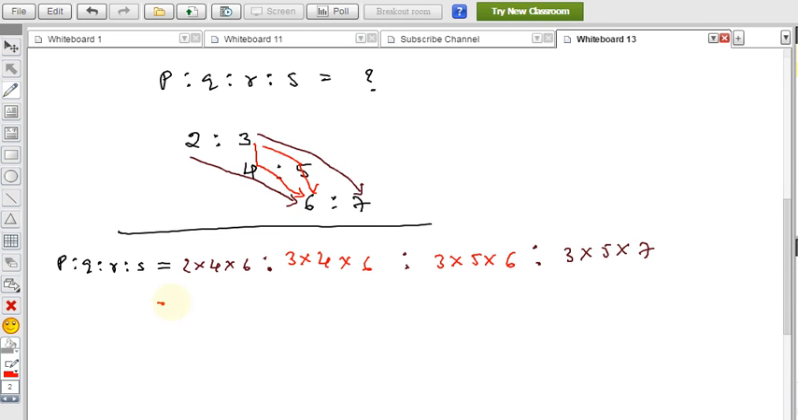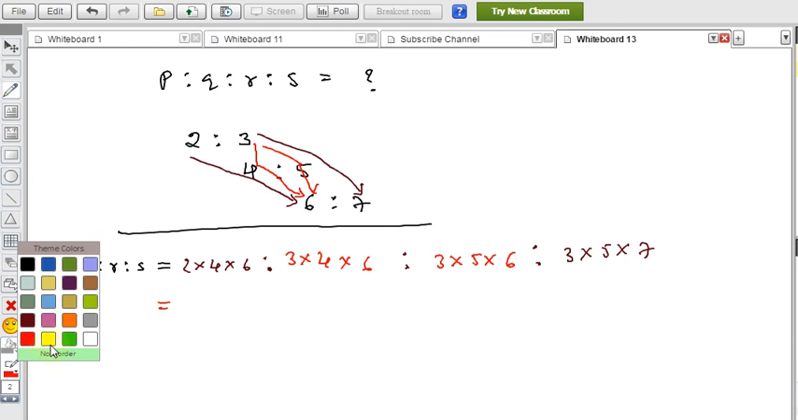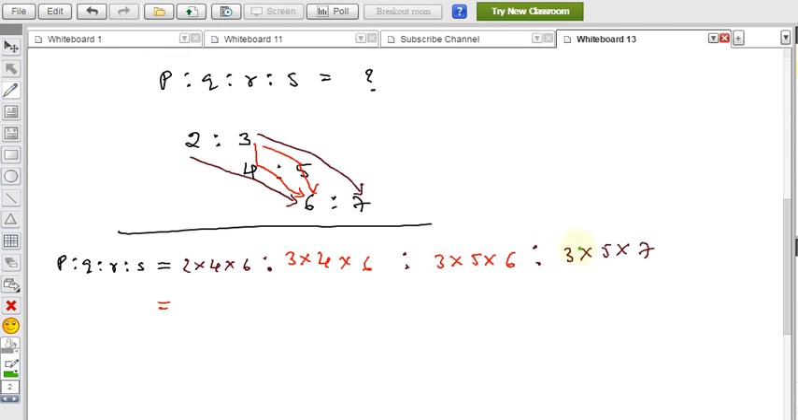Then in this you can do cancellations of anything common. So we can cancel common tables. Here 3 1s are 3, 3 2s are 6. The same table we should cancel in all the numbers. Next 2, 2, again here 5 and 7, these both are prime numbers, so you cannot cancel.